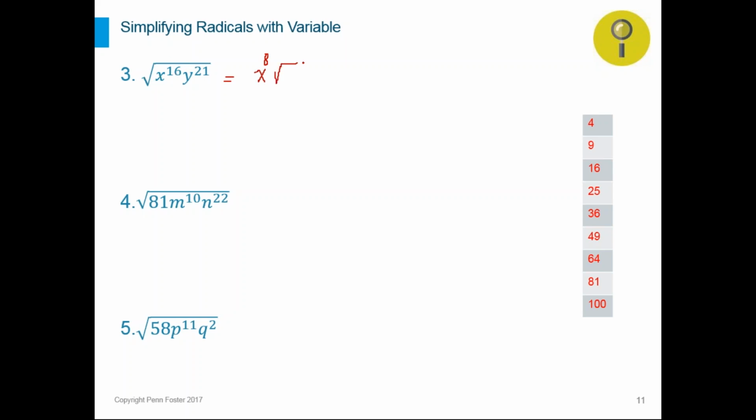Now I have the y to the 21st power with an odd exponent. What should I do? I'm going to break it down as follows. The square root of y to the 20th power times y to the 1st power. 1 and 20 is 21. So my answer would be x to the 8th times y to the 10th, because 20 over 2 is 10, and then the square root of y will just stay as is.